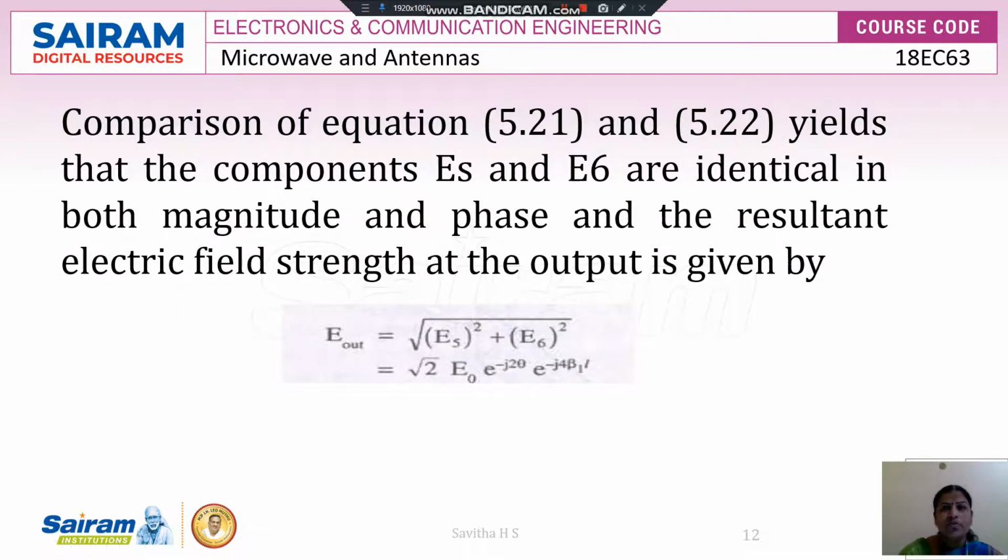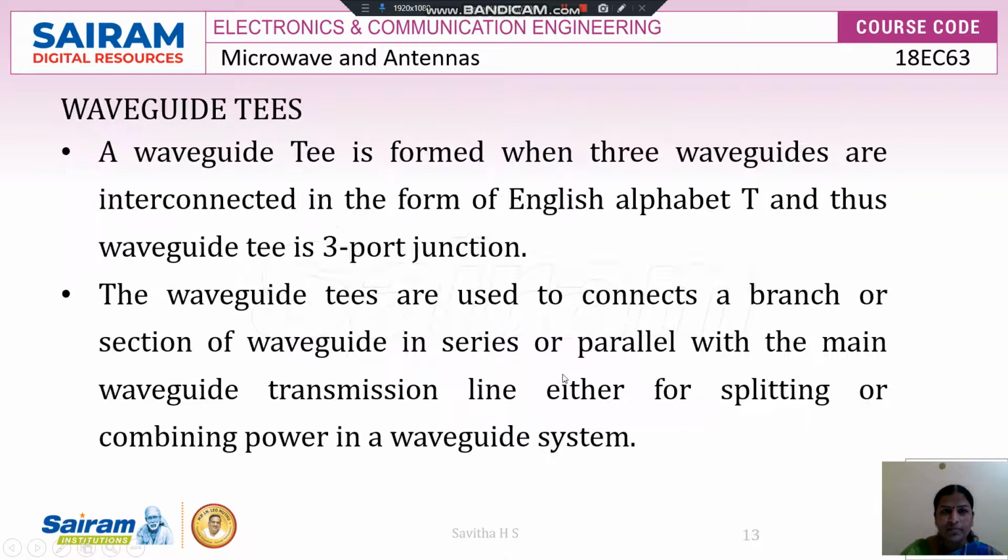So by comparing both the equations, the components E5 and E6 are identical in magnitude and phase. So I can write E out is equal to square root of E5 square plus E6 square. This is root 2 E 0 e to the power of minus j 2 theta e to the power of minus j 4 beta 1 into L. So now we'll see the waveguides.